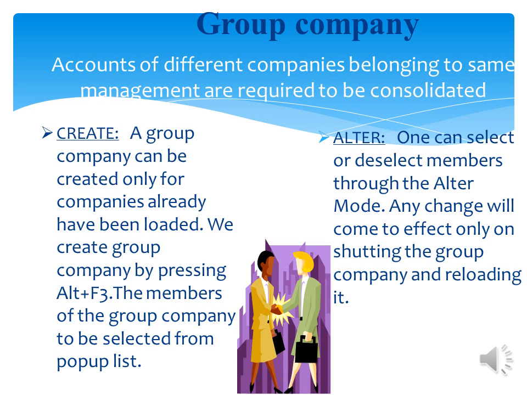Group company. Accounts of different companies belonging to the same management are required to be consolidated. Create. A group company can be created only for companies that have already been loaded. We create a group company by pressing Alt+F3. The members of the group company are to be selected from the pop-up list. Alter. One can select or deselect members through the alter mode. Any change will come into effect only on shutting the group company and reloading it.